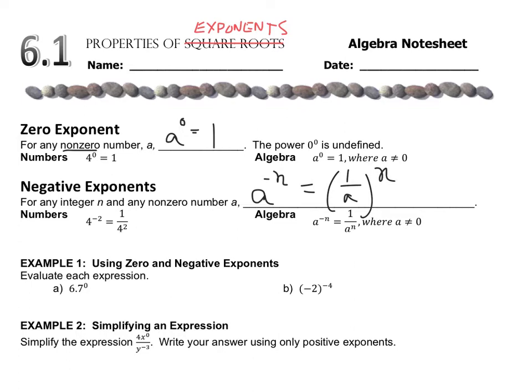Again, notice that the a has to be non-zero. If you think about it, it makes sense. If it was 0, then I would be trying to do something to 1 divided by 0, which is undefined, so we can't do it.